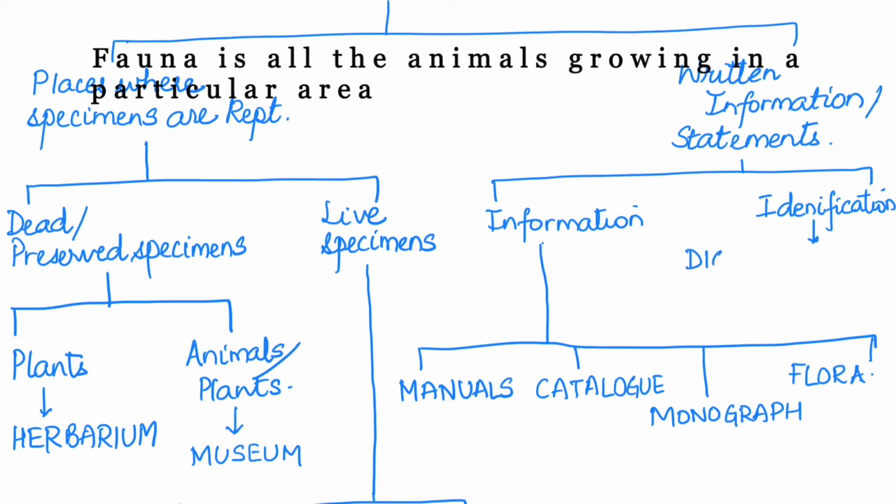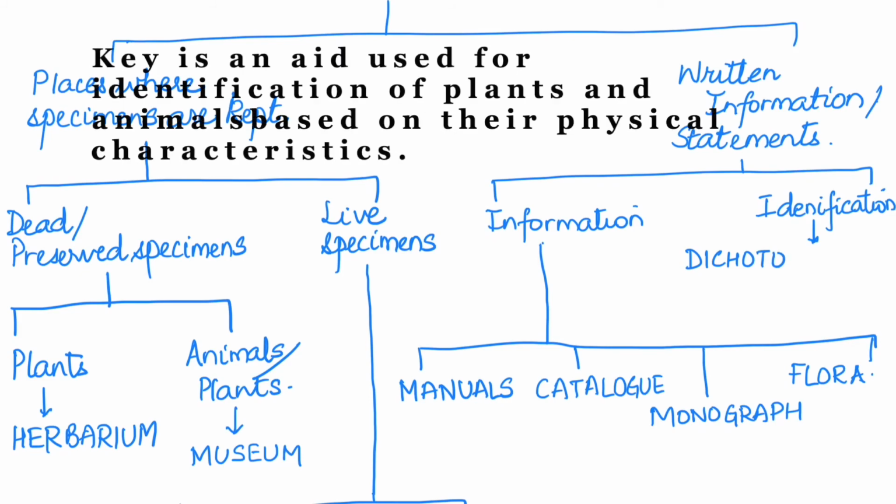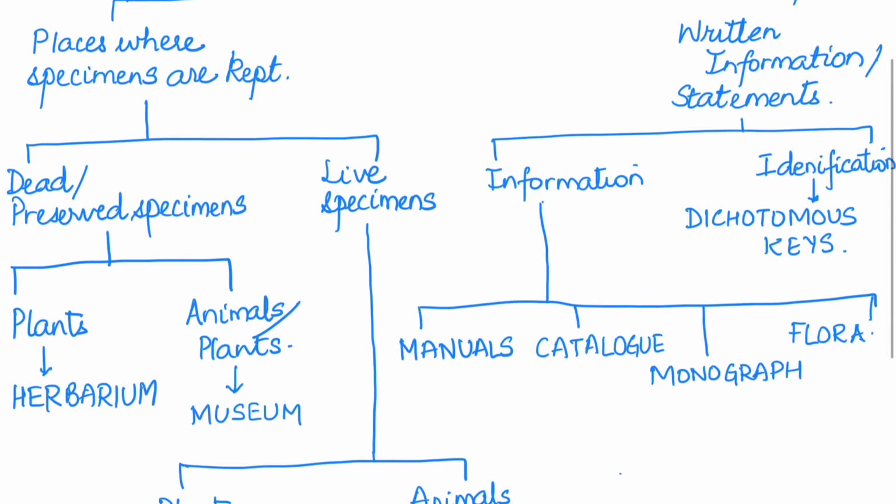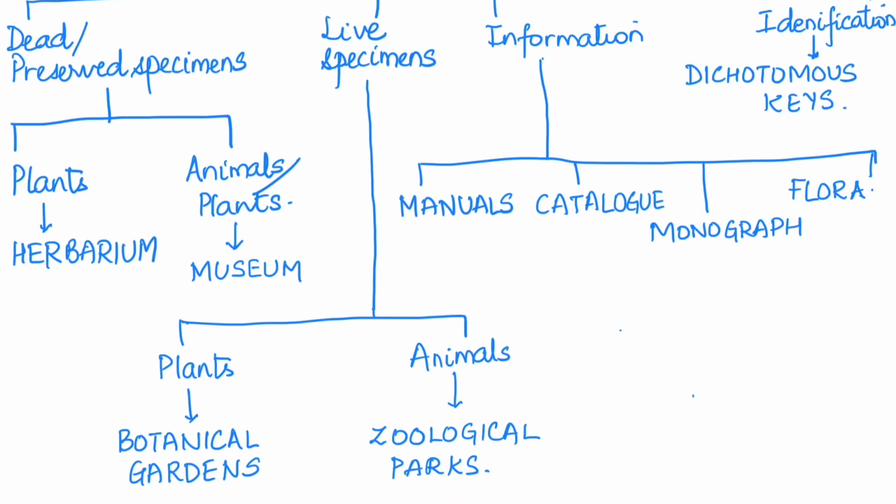The identification form is a key that is also called a dichotomous key. Now here it is an aid that is used for identifying particular group of organisms based on their physical characteristics. So this is in a broad way the entire way how we can look at the taxonomical aids.